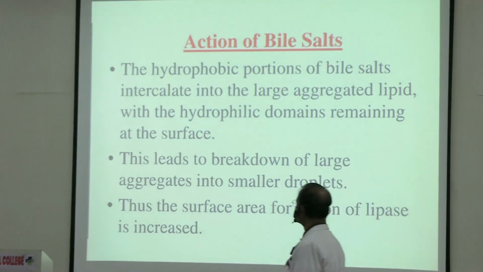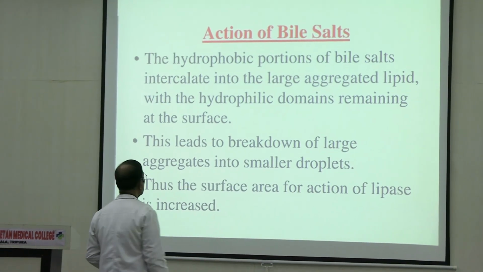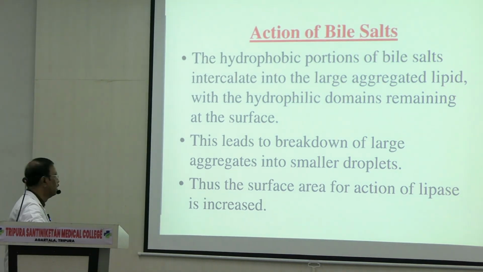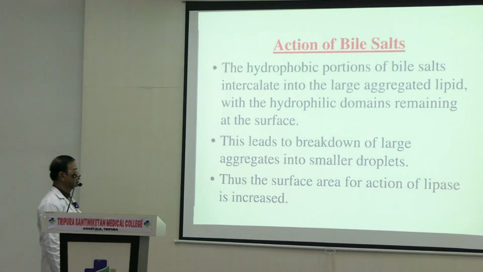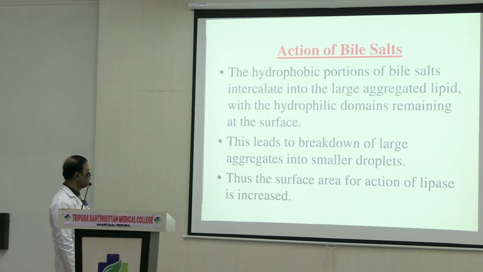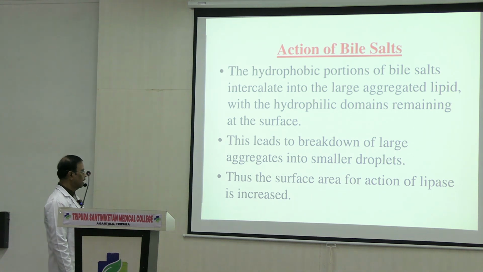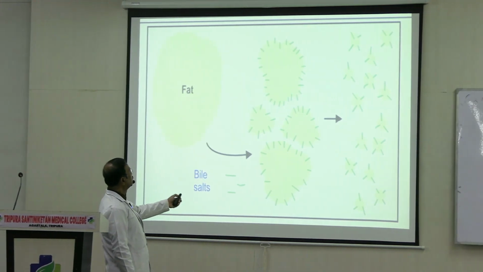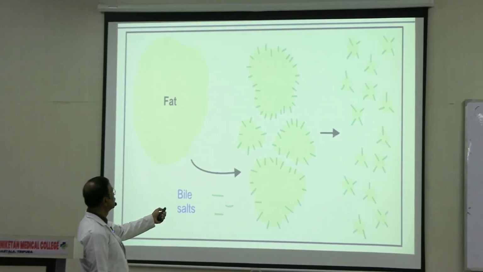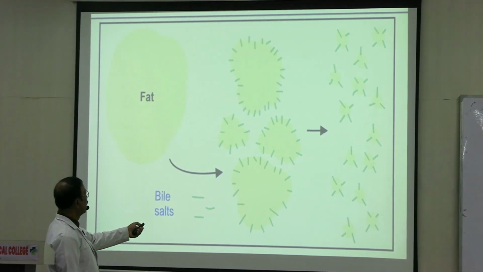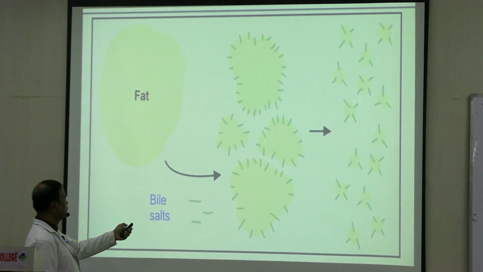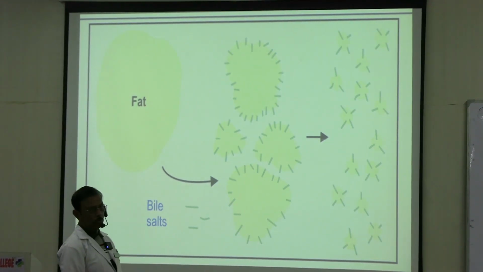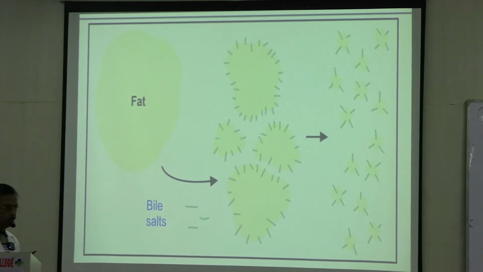Hydrophobic portion of the bile salts intercalates into the large aggregate of lipid with the hydrophilic domain remaining at the surface. This leads to breakdown of large aggregates into smaller droplets. The surface area for the action of lipases increases. See, this is a large droplet. These bile salts bind like that and split this one and make a smaller droplet like that. Multiple small droplets are produced, making an emulsion.